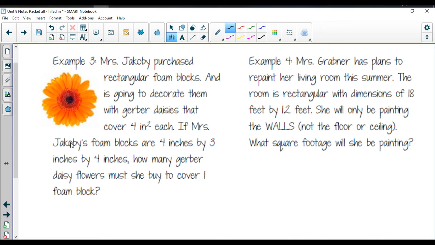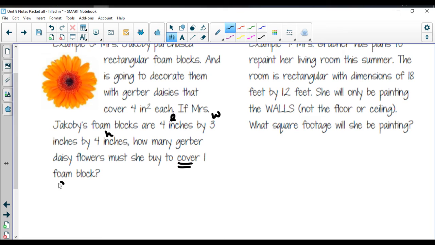Jacoby's foam blocks are 4 inches by 3 inches by 4 inches, so this is our length by our width by our height. How many Gerber daisy flowers must she buy to cover 1 foam block? So if we're covering here, cover would be a signal that we are going to do surface area. So we are looking at our surface area formula, which is 2LW plus 2LH plus 2WH.